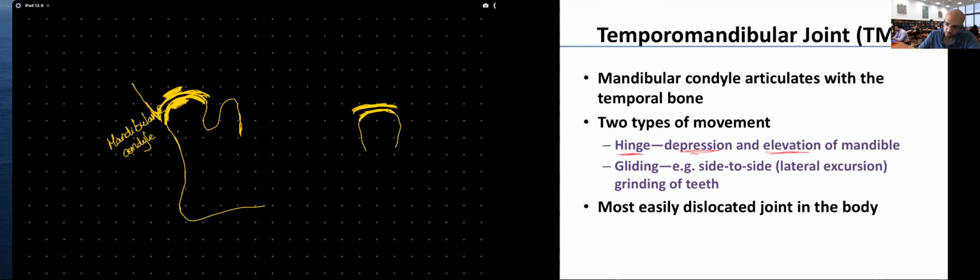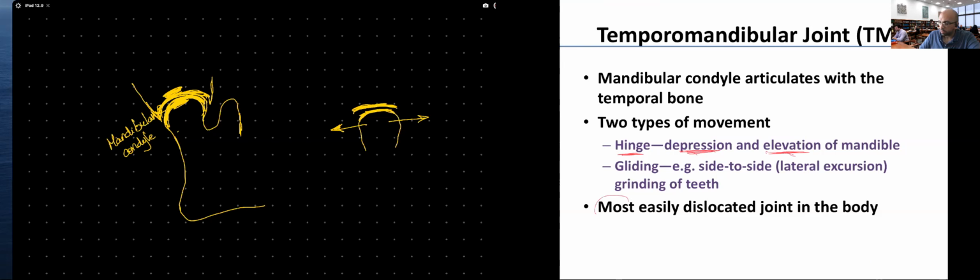So you have two flat surfaces that will allow side-to-side movement of the mandible. Compared to here, where I see a concave part, this is my mandibular fossa, and the cylindrical shaped part, this will be the mandibular condyle that will allow the depression and elevation here of the mandible.